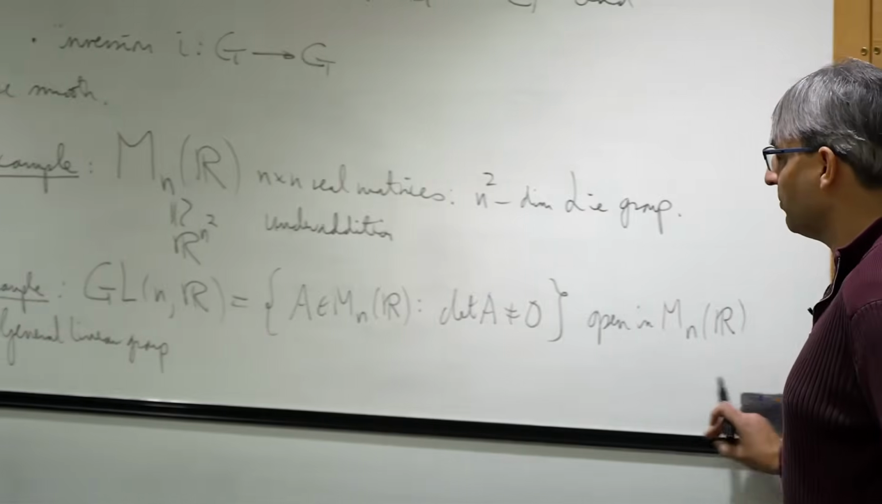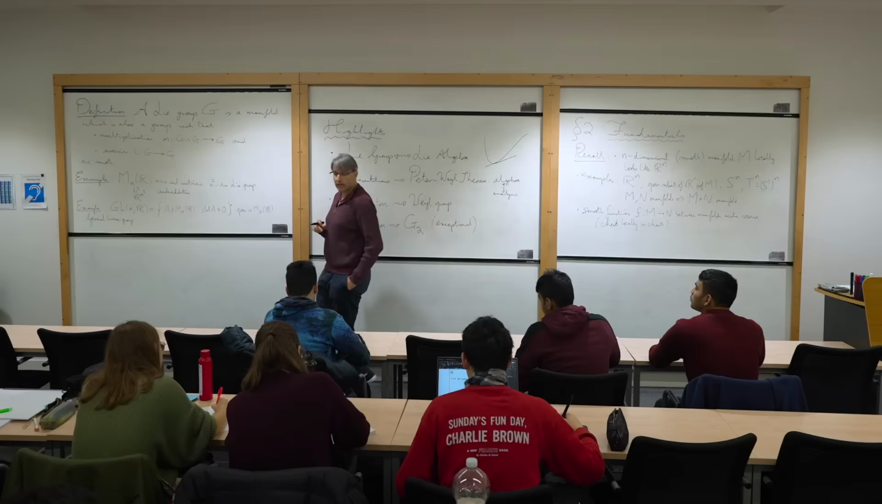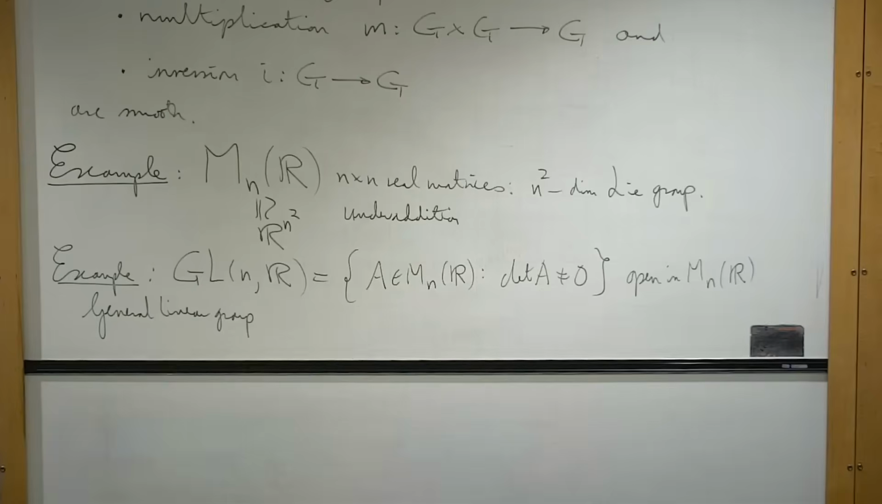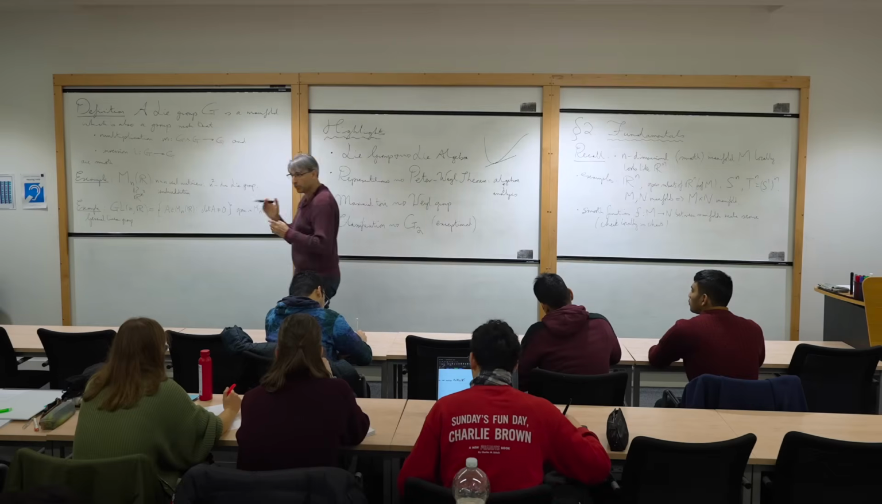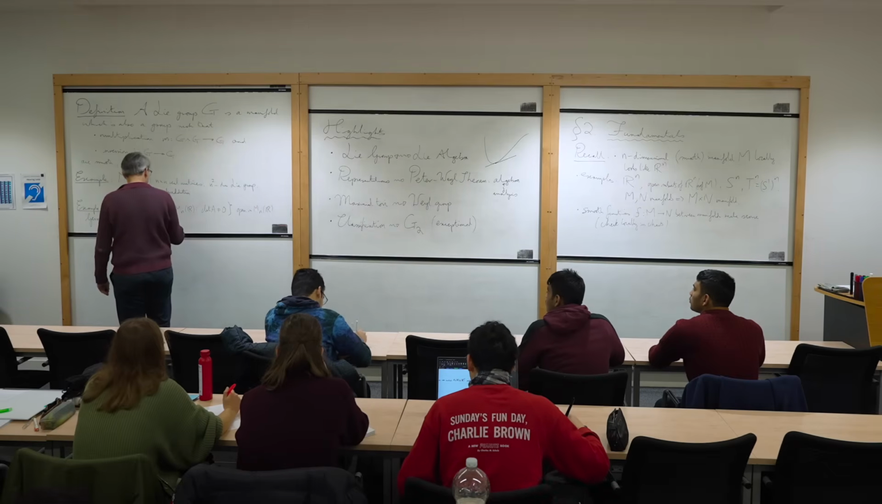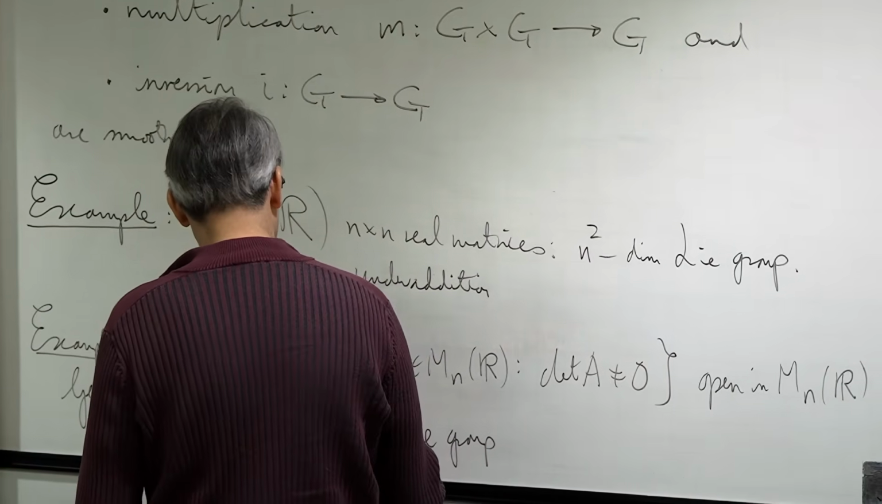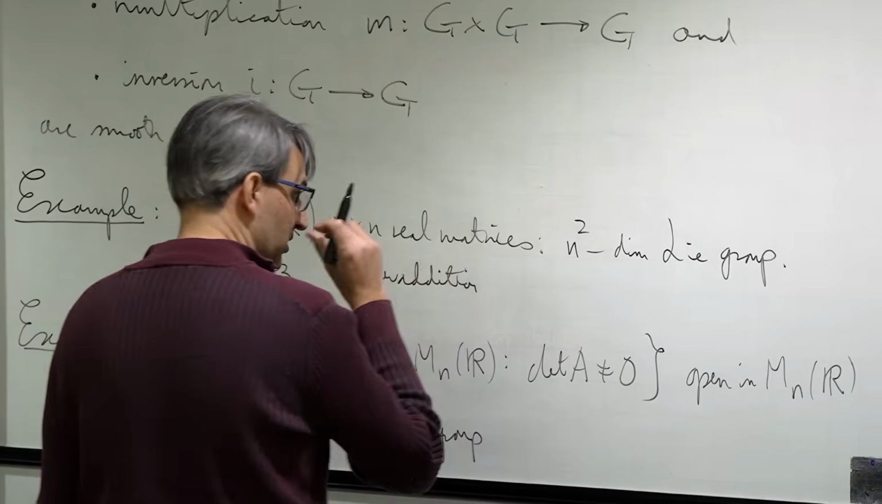And then we have to check that the multiplication and inversion are smooth. But we can do that because multiplication is just a polynomial map from R^(n squared) to R^(n squared). So that is smooth, because polynomials are smooth. And inversion involves doing some polynomials and dividing by another polynomial, the determinant. So that's again smooth, because the thing you divide by is never zero. Okay? So everything is polynomials and ratios of polynomials. So this is a Lie group. Again, n squared dimensional. It's the same dimension as the one before.